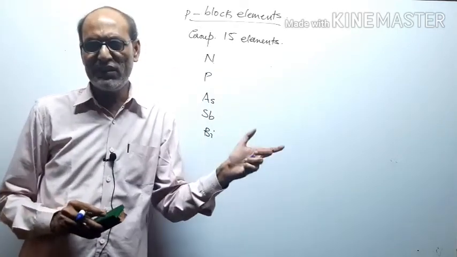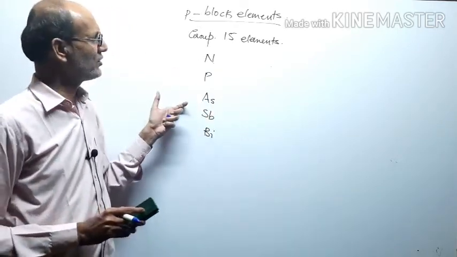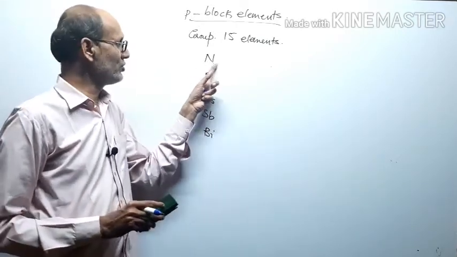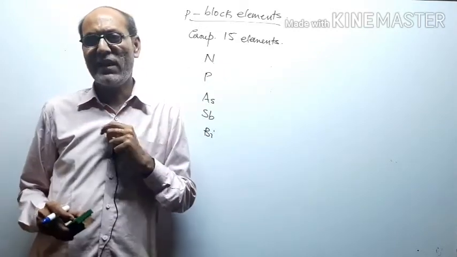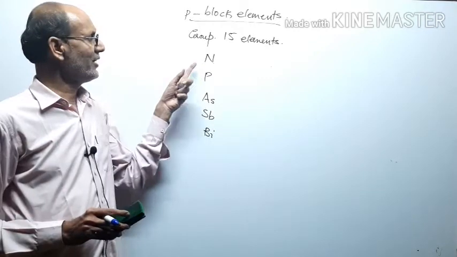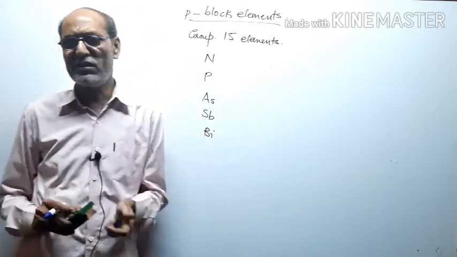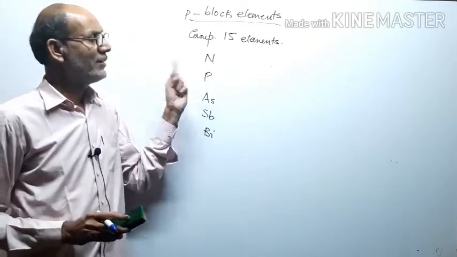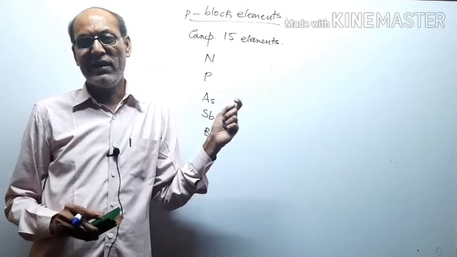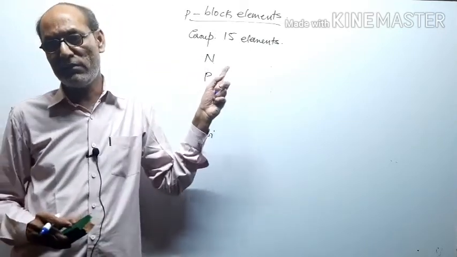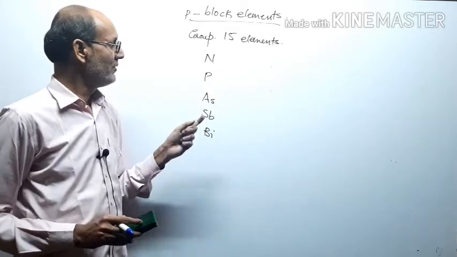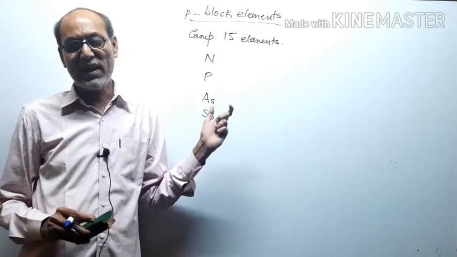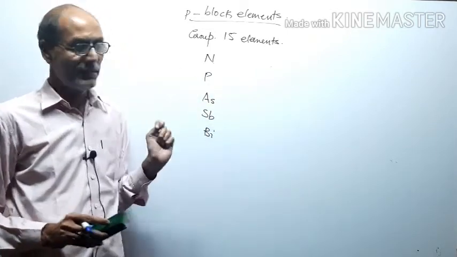It occurs free in nature as well as in the combined state. As you know, 78% of atmospheric air is nitrogen, and it also occurs in the combined state in the form of Chile saltpeter or Bengal saltpeter and other combined salts. This is the 23rd most abundant element of the earth's crust, and the largest amount of the atmospheric air is nitrogen.